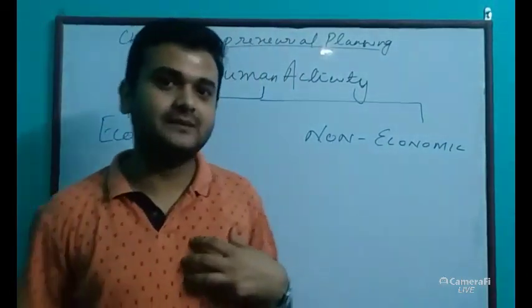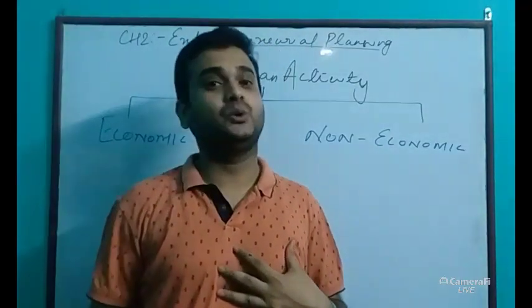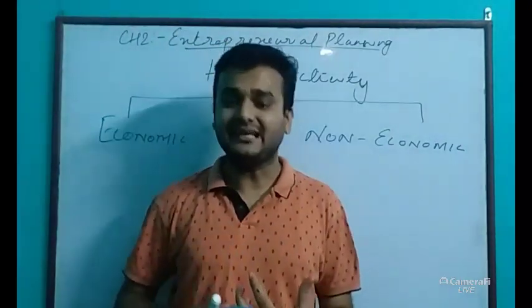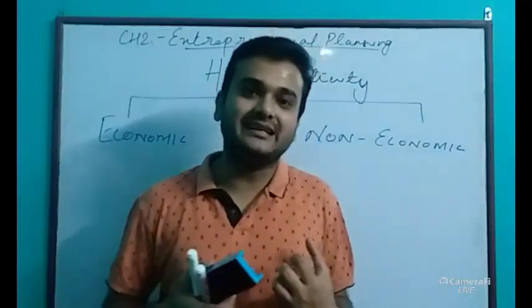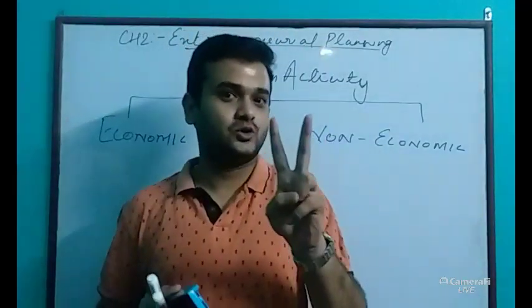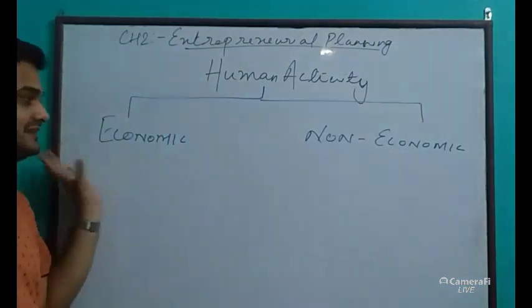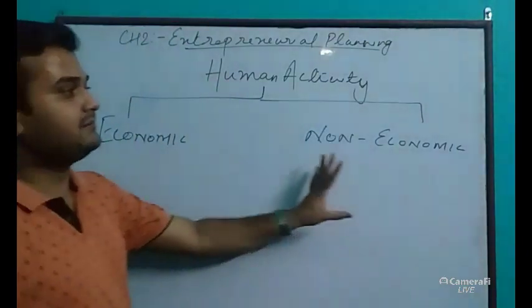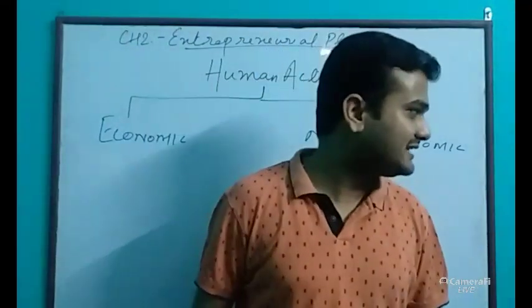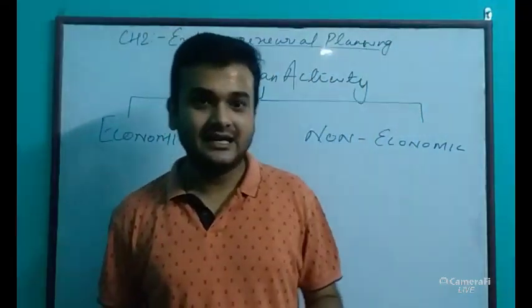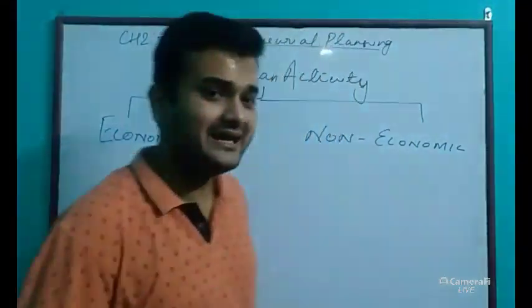So we as human beings are doing daily activities in our daily lives, and these activities are categorized in two categories. Number one is economic. Write this down: human activities. Number one is economic, and number two is non-economic activities. Understood? Is it clear? Now we'll deal with these one by one.